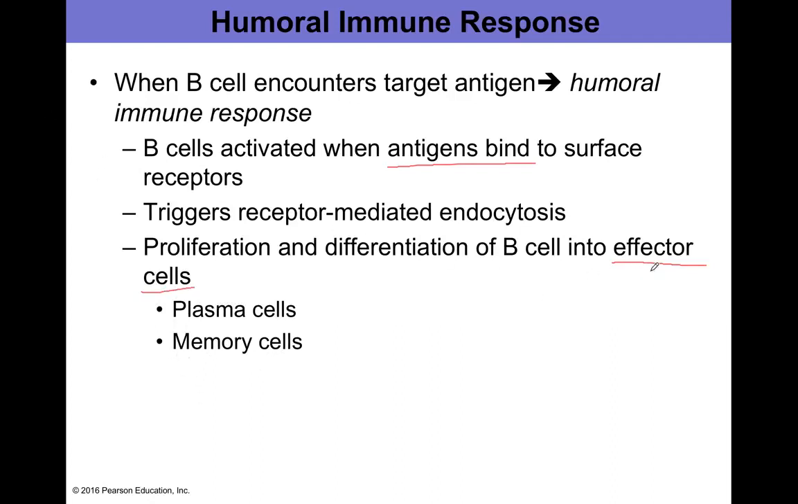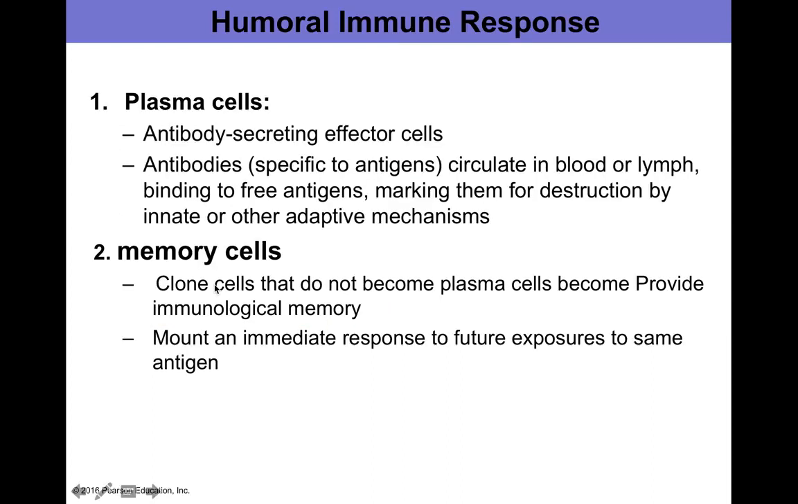Now, effector cells in the case of humoral immunity are called plasma cells. We learned about effector cells earlier in the previous PowerPoint. Effector cells are a generic term we use for the cells of the adaptive immunity that create a very significant immune response. But in the case of humoral immunity, those cells are referred to as plasma cells, and memory cells are going to be the same as what we discussed before. So, what are the jobs of the plasma cells?